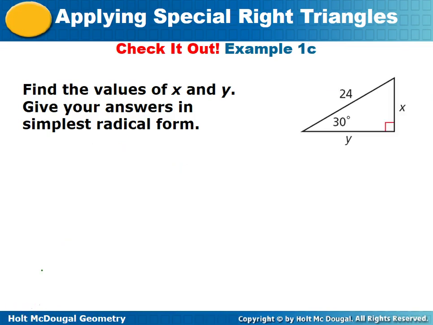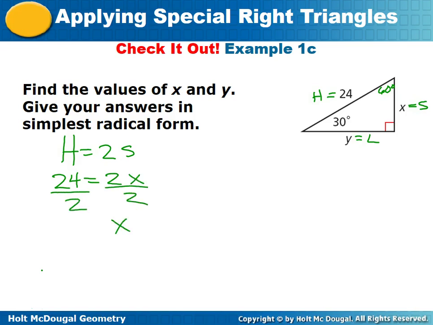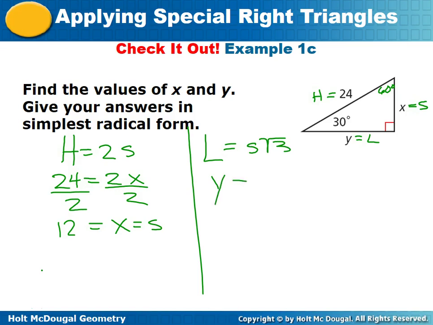Once again, we're going to label our sides. We know that this is our hypotenuse. This up here would be our 60-degree angle, so this would be L. Across from our 30 is our s. So once again, we have h, so we're going to use our h formula first. So that would be 24 is equal to 2 times our x. Divide both sides by 2. X is equal to 12, which is also equal to our s. Then we're going to do our L, s square root of 3. This is y. Our s down here was 12, so this is going to be 12 square root of 3.